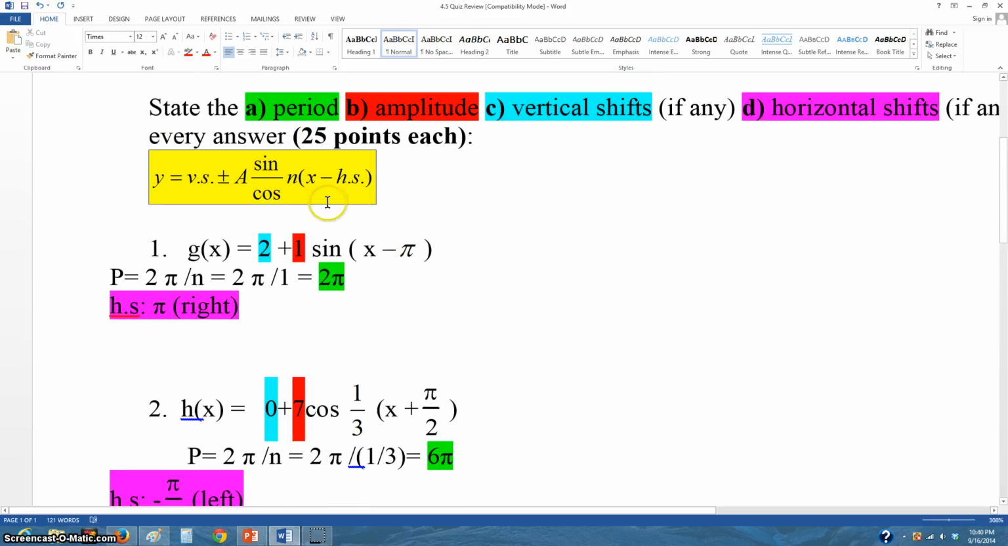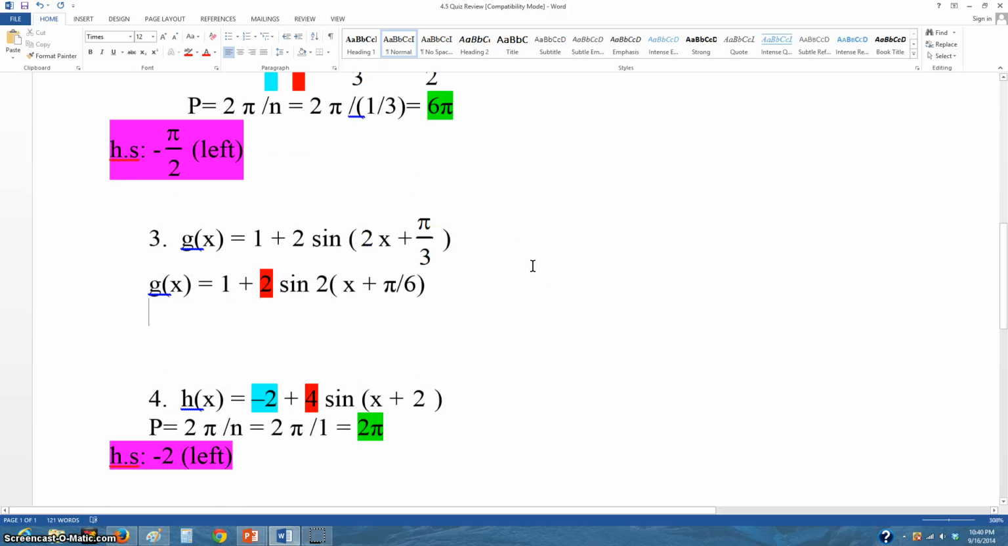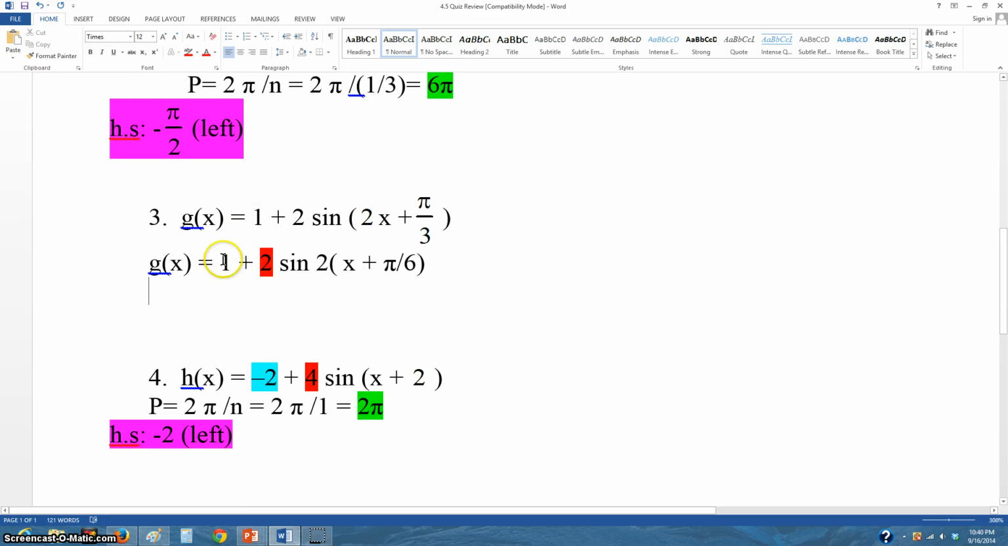Next is your vertical shift. Your vertical shift is everything that is separated from all of this junk. So if you go here, the only thing that's separated from all of this junk is the 1. That will be my vertical shift, and it's a positive one, meaning that it's shifting the entire graph up 1 unit.